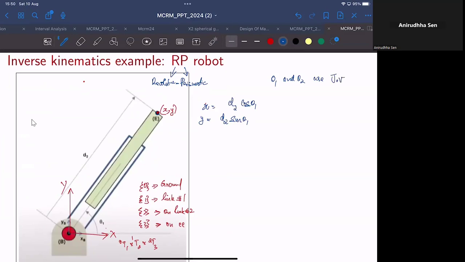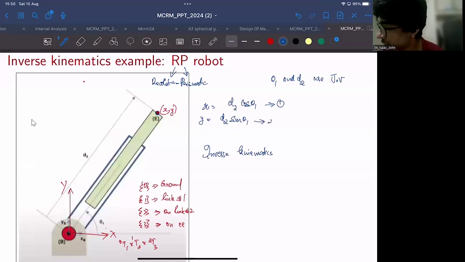So for a given x and y, how would you solve for the joint variables d2 and theta 1? d2 is a prismatic joint variable, and theta 1 is a revolute joint variable, right? So inverse kinematics is solving these two kinematic equations, equation 1 and equation 2. How do we do that?